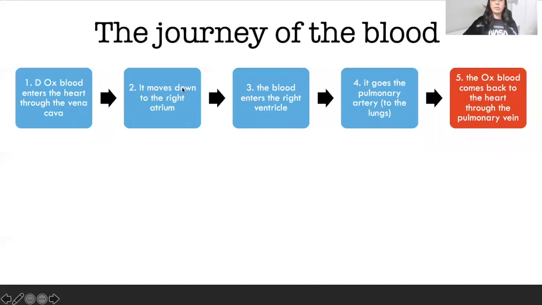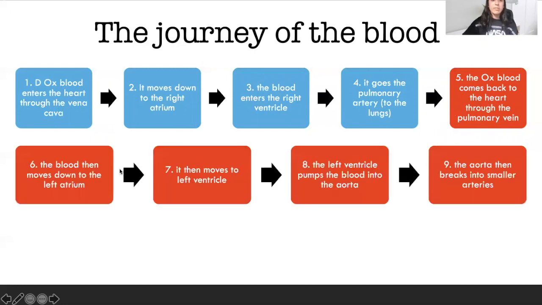Then it moves down to the right atrium. It pushes through the tricuspid valve, which is the first valve of the heart, to enter the right ventricle. Next, it moves through the pulmonary valve and enters the pulmonary artery, which takes your blood to the lungs to be oxygenated. The oxygenated blood comes back to the heart through the pulmonary vein. The blood goes down to the left atrium. Next, it moves through the bicuspid valve and into the left ventricle. The left ventricle pumps the blood into the aorta and out of the heart.